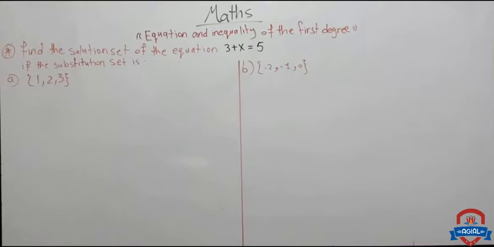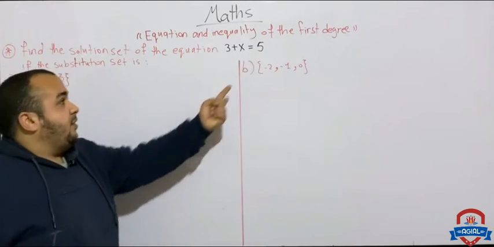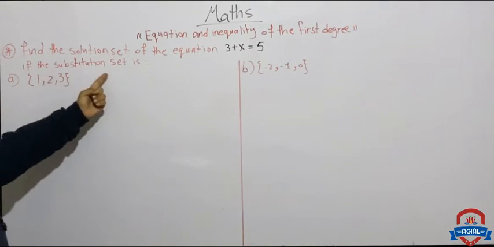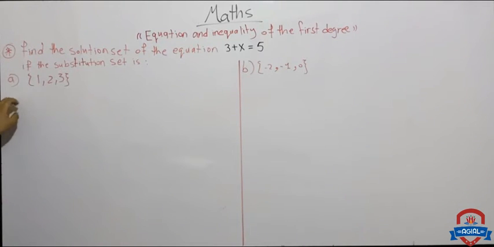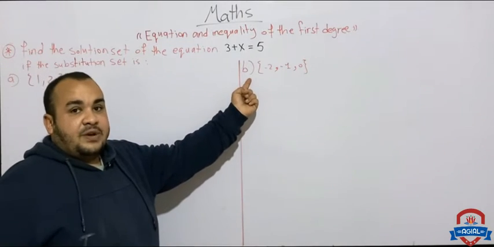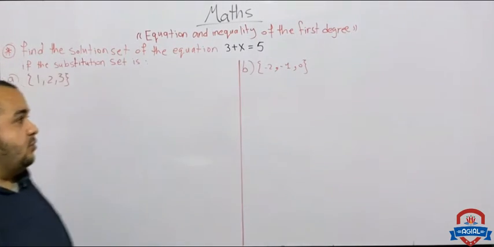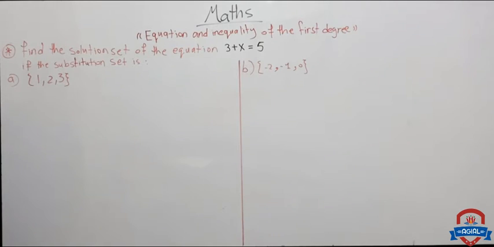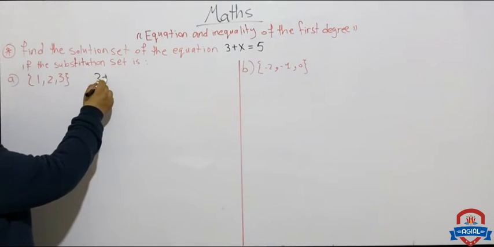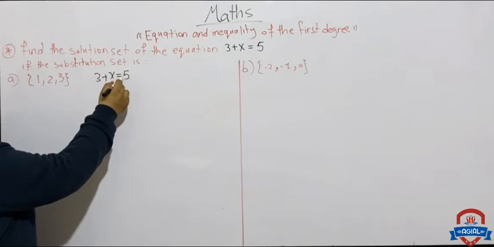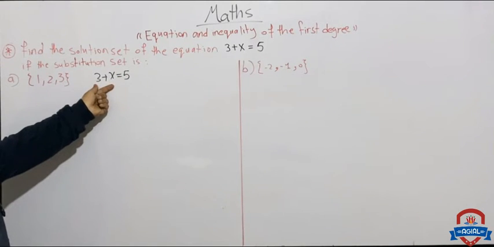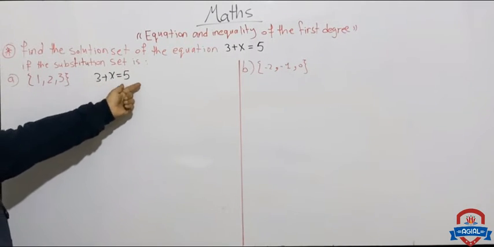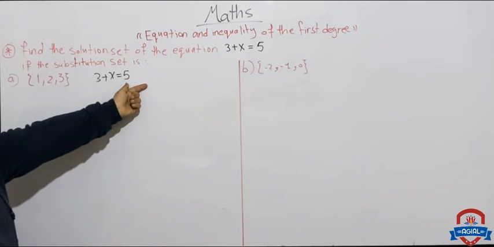And now let's try to solve some exercises. Find the solution set of the equation 3 plus x equals 5, if the substitution set is A, the set of 1, 2, and 3, and B, the set of -2, -1, and 0. Let's start with A. The equation is 3 plus x equals 5. So the left hand side equals 3 plus x and the right hand side equals 5.